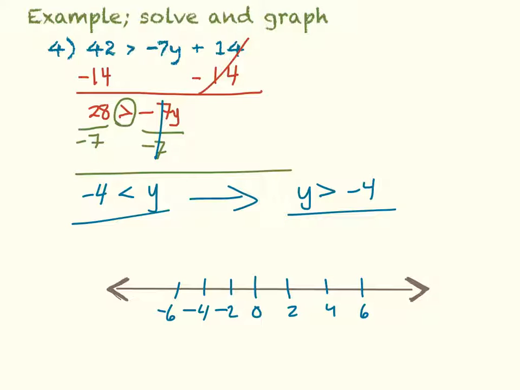So if y is greater than negative 4, on negative 4 I'm going to have an open circle, and it's going to be numbers bigger, so any positive number, so shade to the positive side. And that would be your final answer.